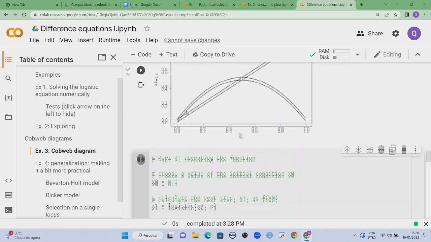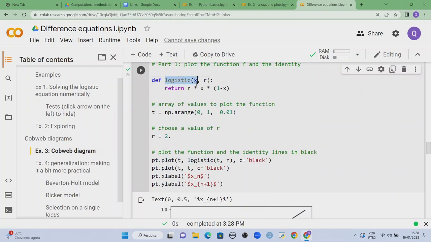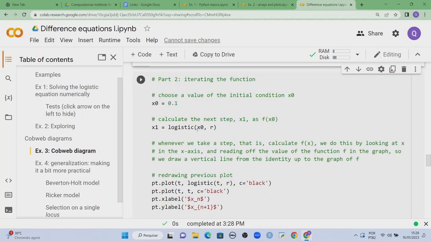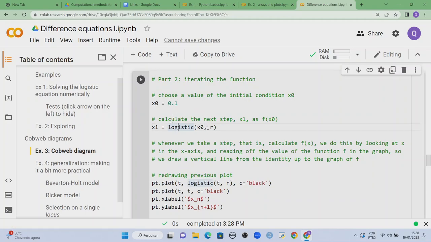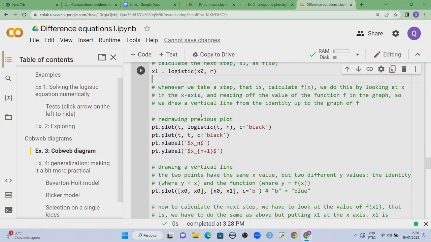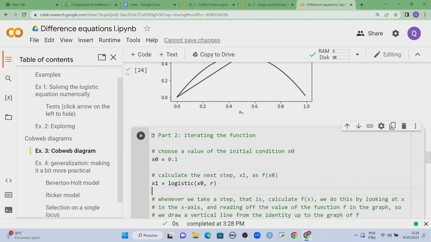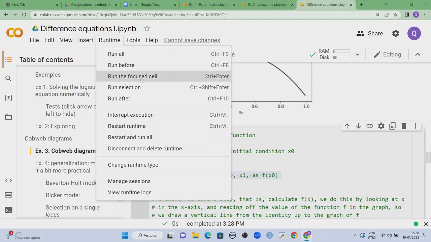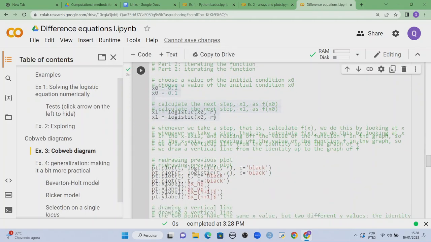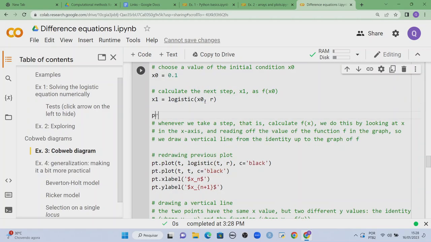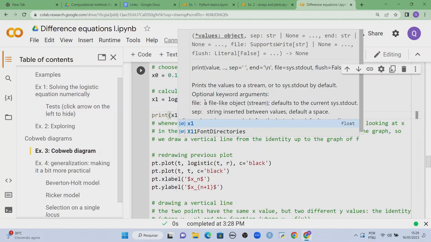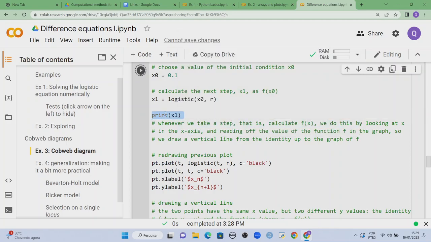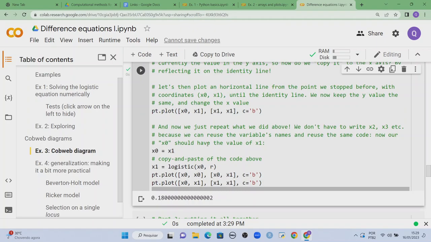So x1 is what? It's just calculating the logistic function here. So I just calculate 2 times x0 times 1 minus x0 to get x1 here. And now what is here? I think I will try to do it step by step. How was that again, to run just the selection? Control shift enter, okay. Run selection. I run this. So if I print x1 over here, you see that I have 0.18 here, okay.